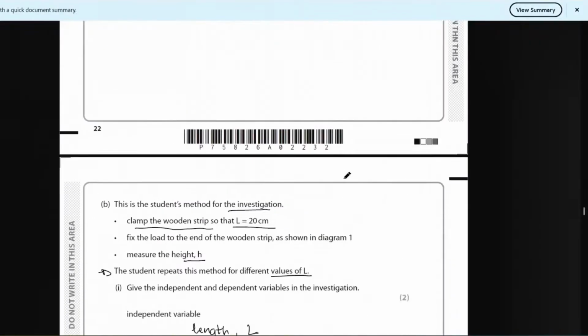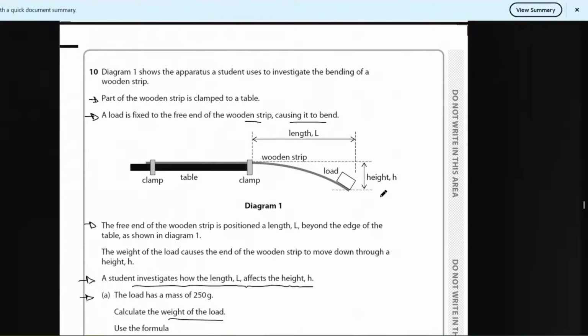So let's look at a diagram. In order to accurately measure the height h, the student could fix a ruler at the end of the strip, maybe by clamping it with a clamp stand, and also aligning the 0 on the ruler with the height of a table. And the height caused by bending can be measured by the ruler.